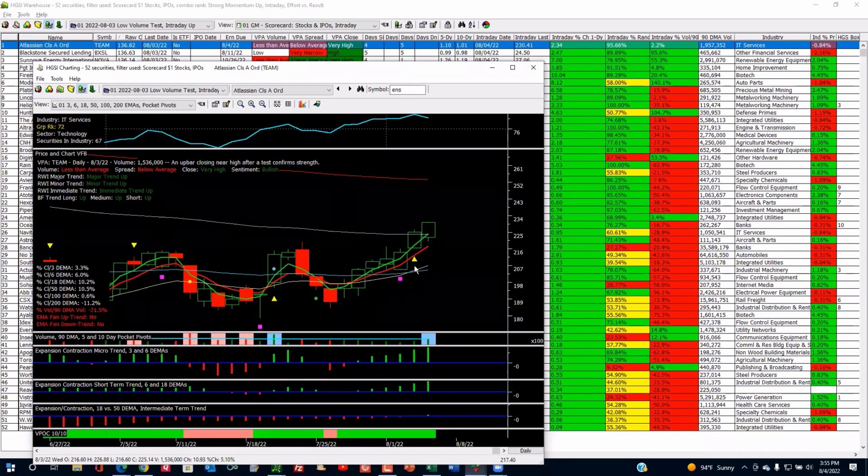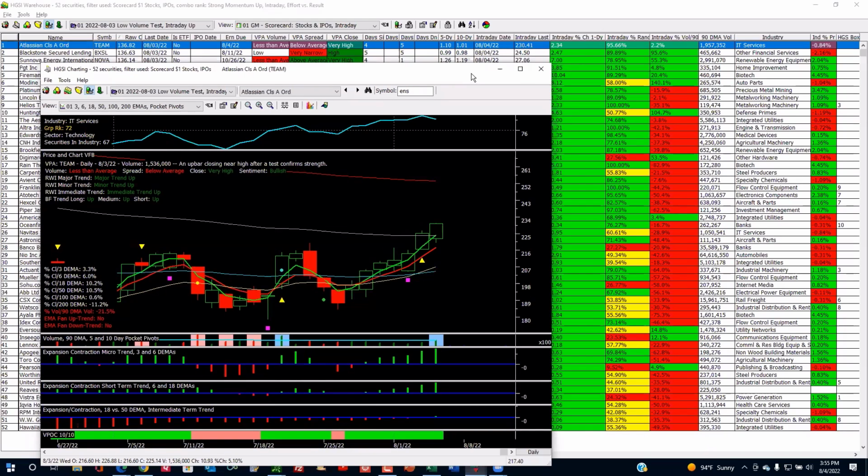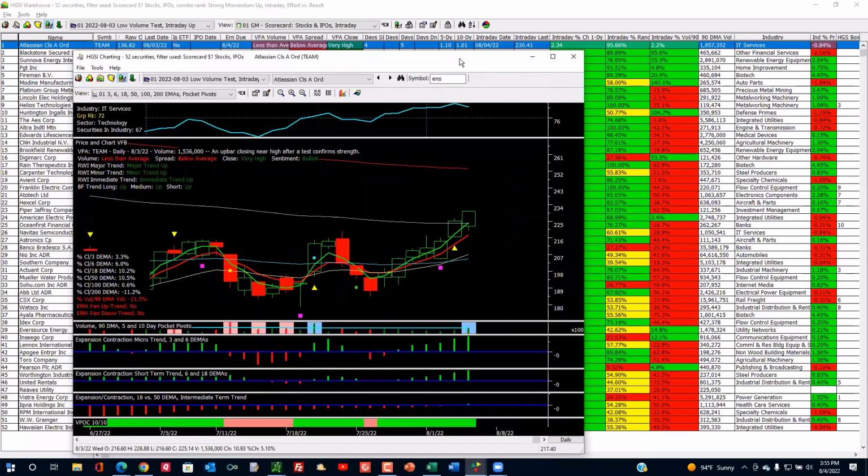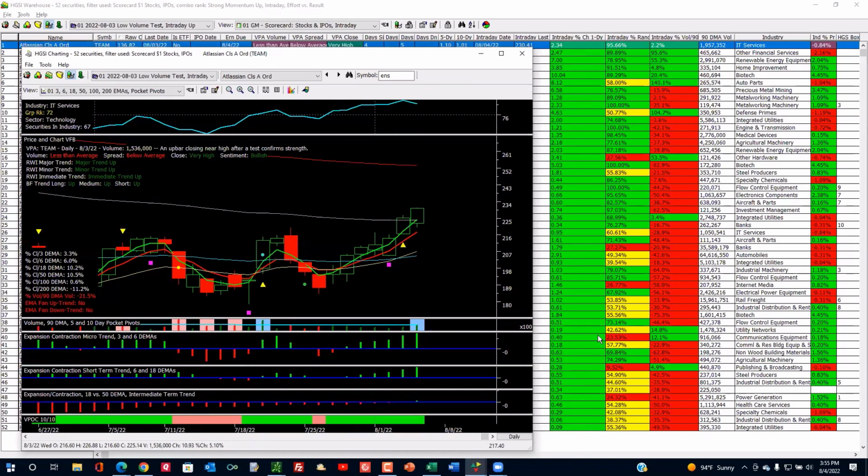If either one of these or one other flag appears in this scan, it tells me that they're low volume tests. And if I run this intraday, it tells me that these are up for the day. Look down this column. Every one of these are up. And I know that every one of these had a low volume test.